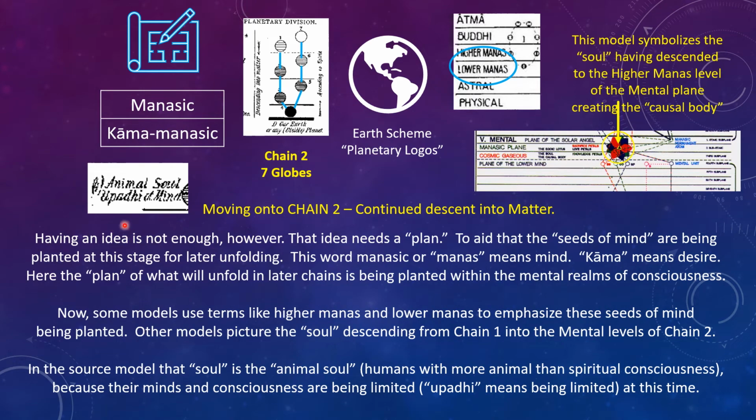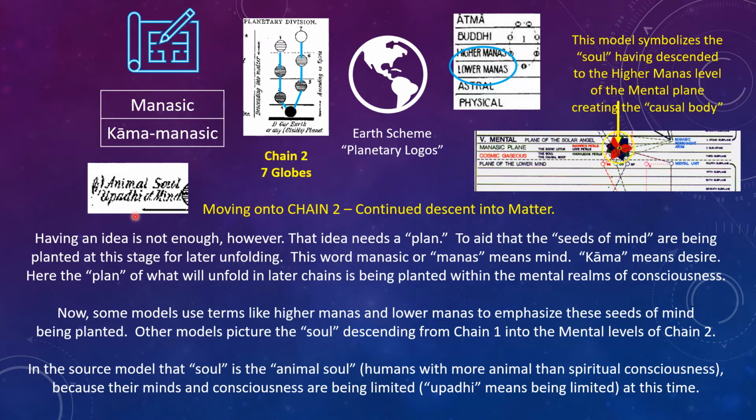Now what's interesting is in the source model from Blavatsky, she has a similar thing to what Bailey has, only she calls it the animal soul is being planted, which is creating the upadi of mind. So in Blavatsky's model, the soul is the animal soul, which means humans eventually, which will be born within the earth scheme, will have more animal than spiritual consciousness. Spiritual consciousness resides in chain 1, where those that have Buddhi, Christ, Krishna consciousness are to be found.